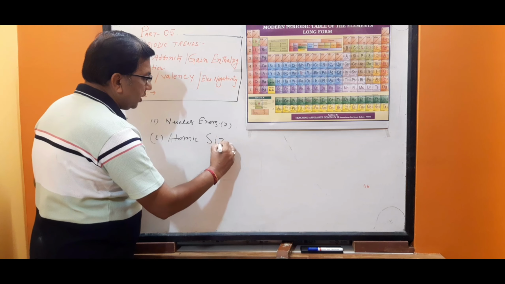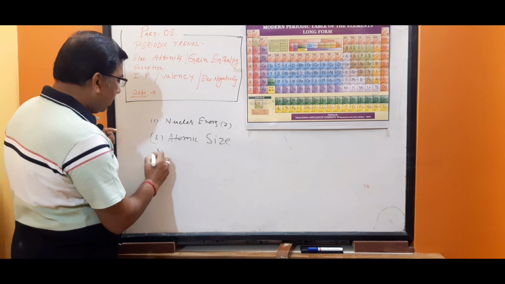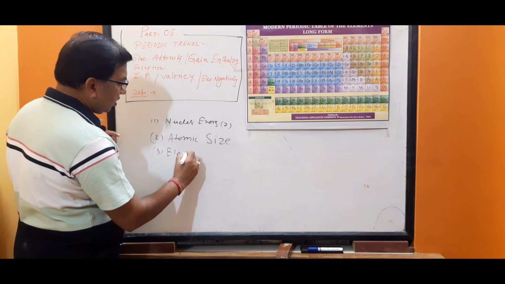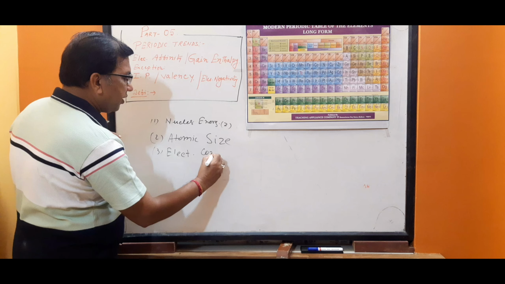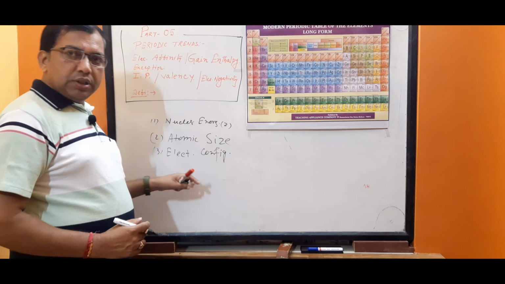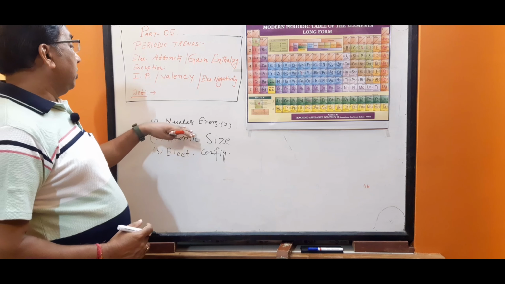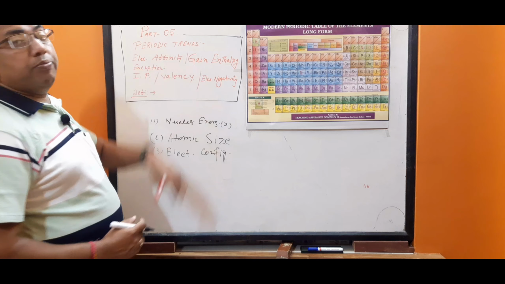Atomic size. Okay. Number 3, electronic configuration. I am writing in short. Electronic configuration is one of the main factors upon which electron affinity depends.